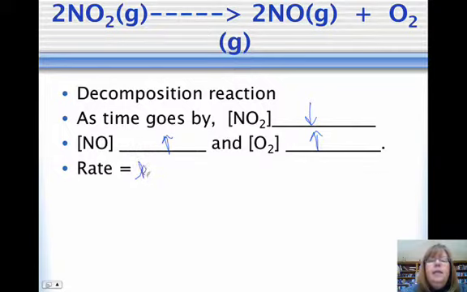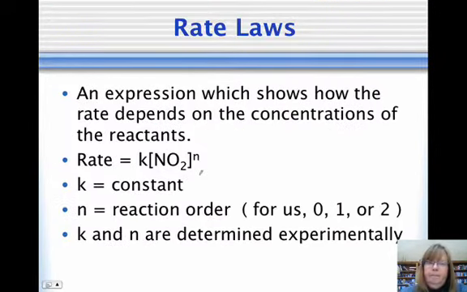And rate is equal to k, which we're going to talk about later, but it is a rate constant. And then it's times the concentration of your reactants raised to some order. And now this reaction order does not come from the balanced equation. And today's video is going to teach us how to determine this reaction order.